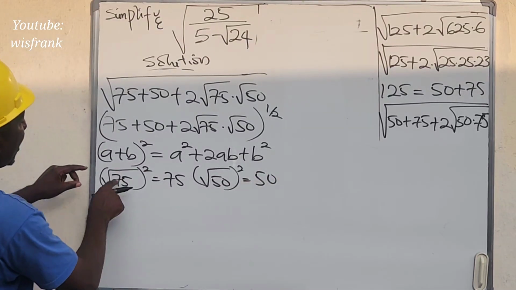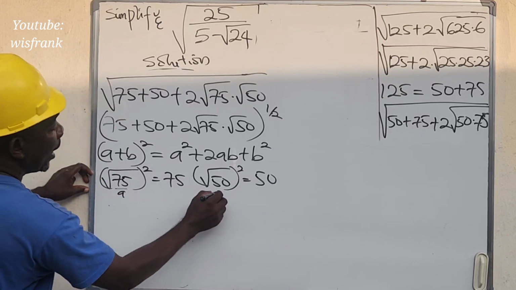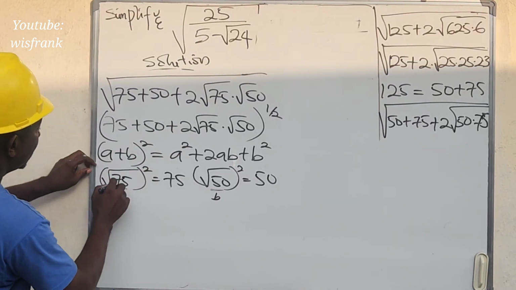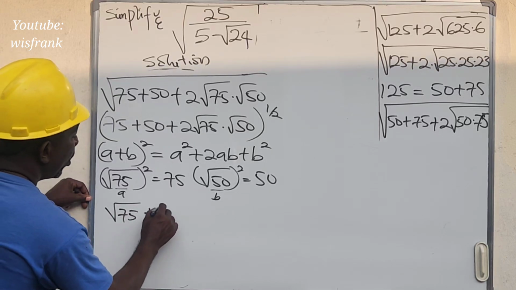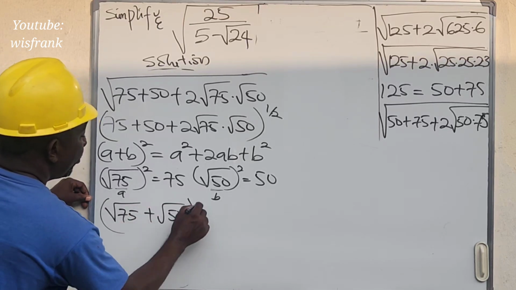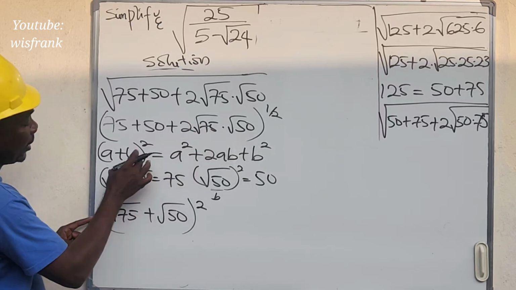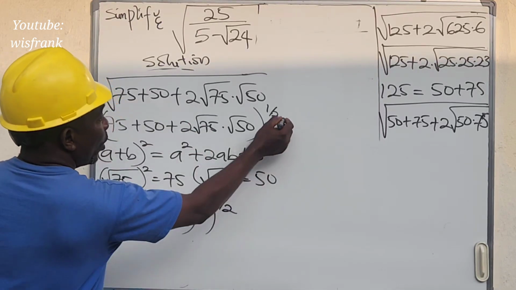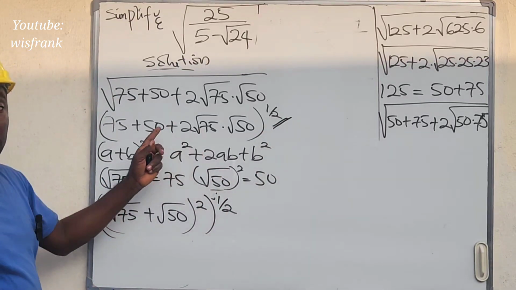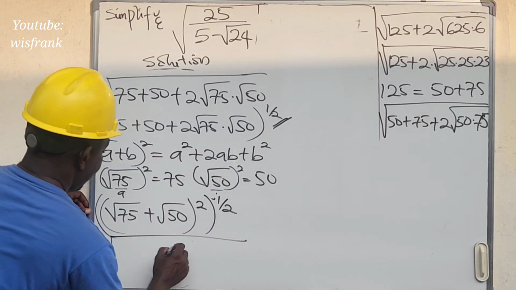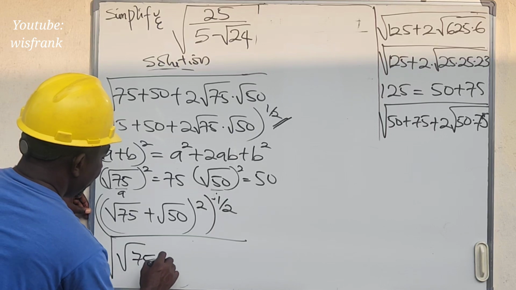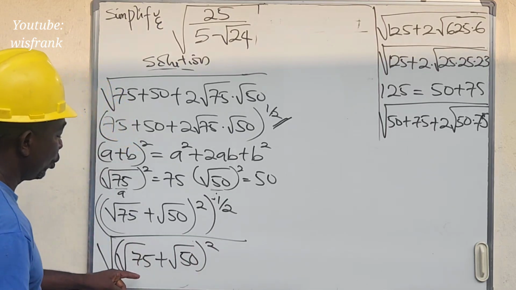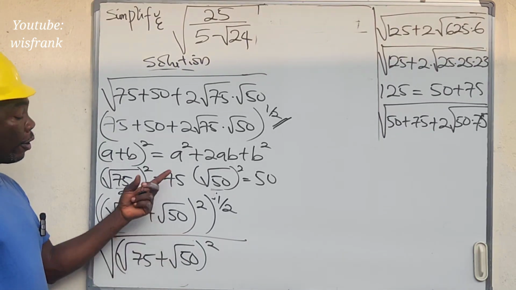So from here, you can see that this is our A and this is our B. So representing this in this format will give us square root of 75 plus square root of 50 all to the power of 2. We all have it all to the power of 1 over 2. We are now left with this. So going back to the square root, this will give us square root of 75 plus square root of 50 all to the power of 2. So this is our simplified form of this question.